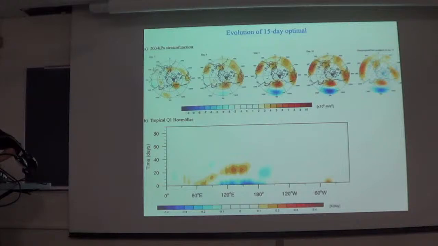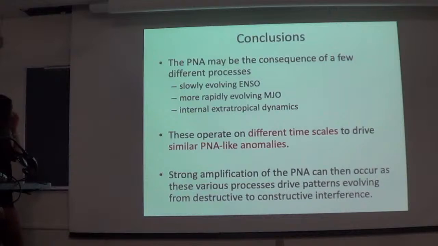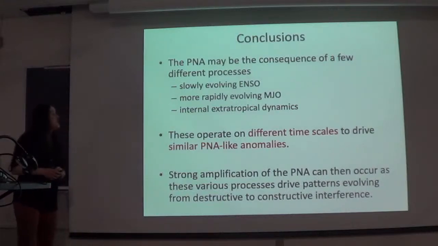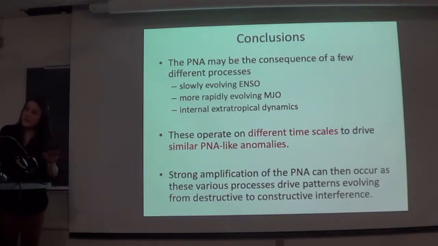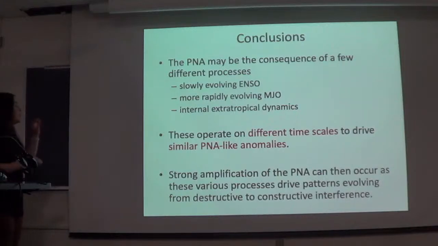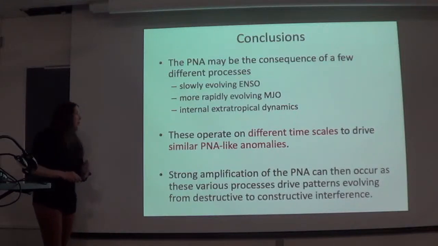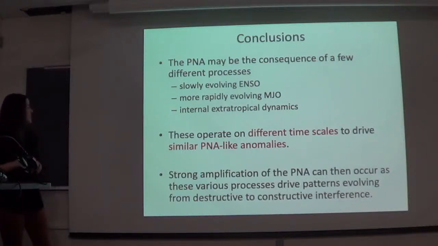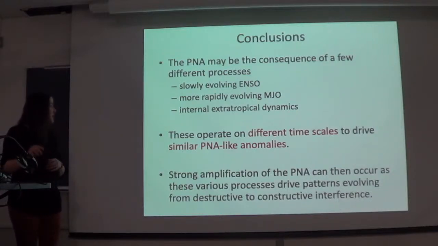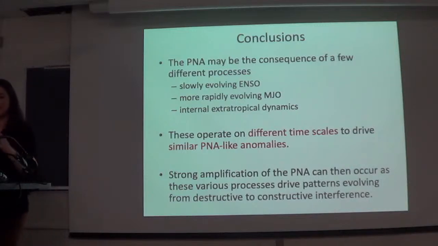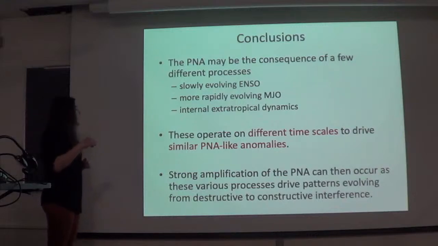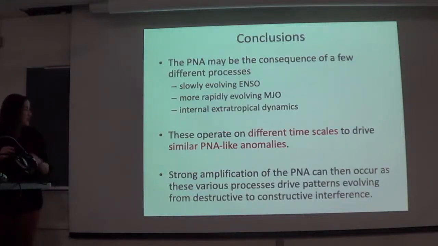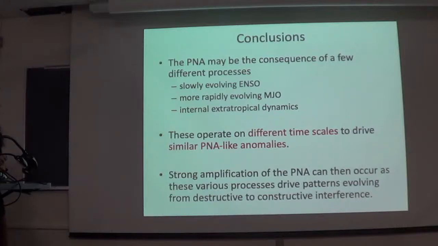Okay, so what did we learn? We found that the PNA could be a consequence of a few different processes. We have a slowly evolving ENSO, right? ENSO persists for the whole winter season. It evolves very slowly. And we have a far more rapidly evolving MJO that propagates eastward. And we also have some interesting dynamics going on in the extratropics, like that retrograding anticyclonic anomaly. Now, these all operate on different timescales to drive similar PNA-like anomalies at the end.